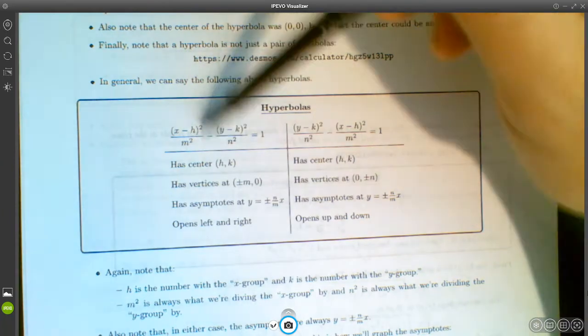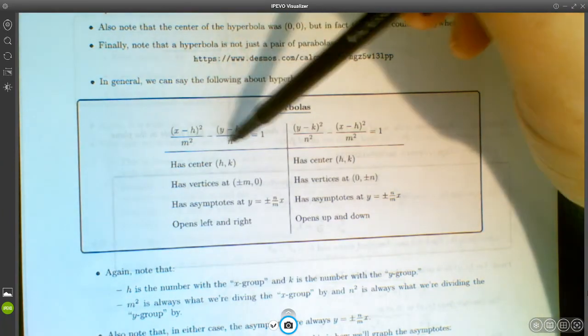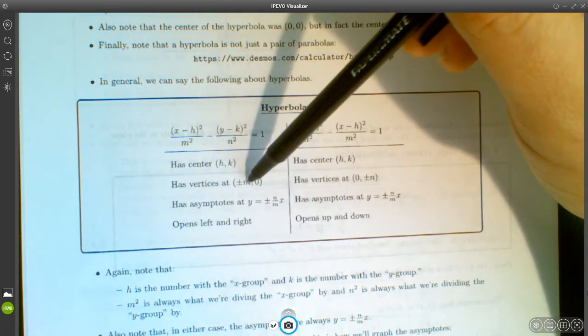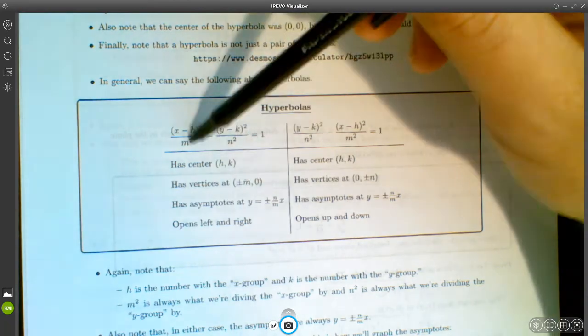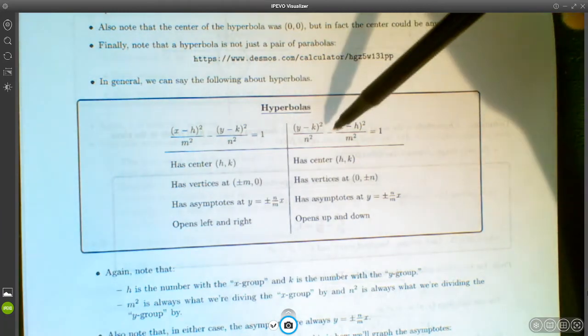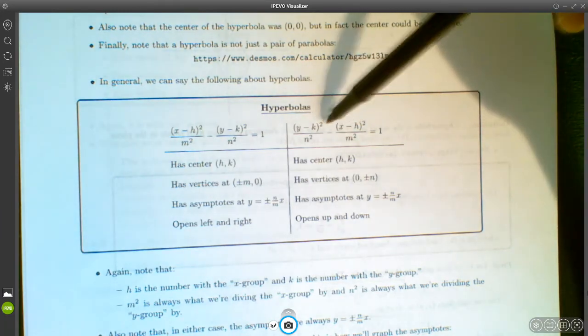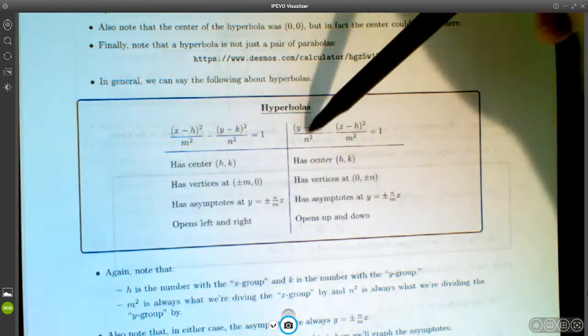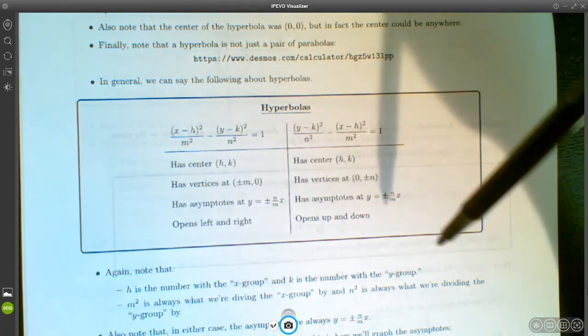Because this one opens left and right, it's not going to have vertices above and below the center, but it will have vertices left and right of center. And so those are at plus or minus m. Since this one opens up and down, it's the exact opposite case. It's not going to have any vertices left and right of center, but it will have vertices above and below center, right? And they are plus or minus n.